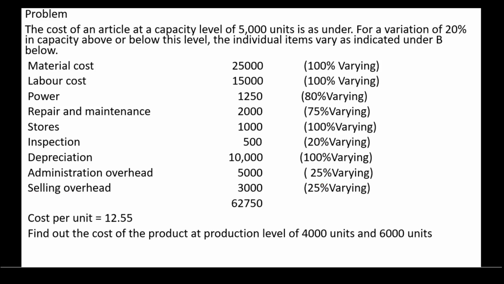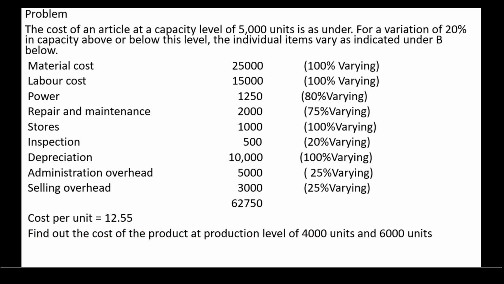Then selling overhead, the 3,000 amount. In this amount, 25% is varying and the remaining 75% is fixed. Totally, the expenses incurred for the manufacturing of these 5,000 units are 62,750. This is the capacity level, and the cost per unit is 12.55. Find out the cost of production at production level of 4,000 units and 6,000 units.